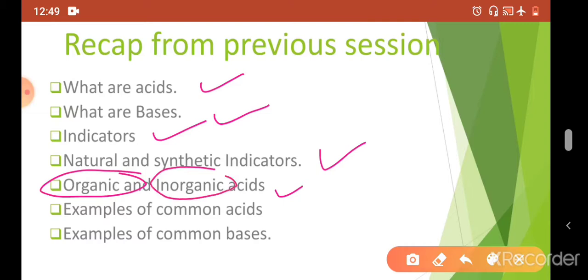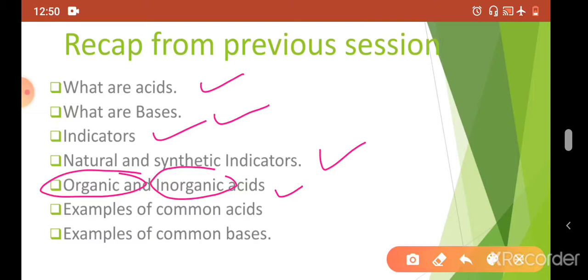Organic acids, we also discussed many examples, like in the kitchen all the sour substances contain acid. So we gave examples like vinegar, which is acetic acid, tamarind containing tartaric acid, tomatoes containing oxalic acid. So please remember these names for short questions, or MCQs can be asked that name the acid present in tomatoes, or name the acid present in lemons. So all these things you have to remember.